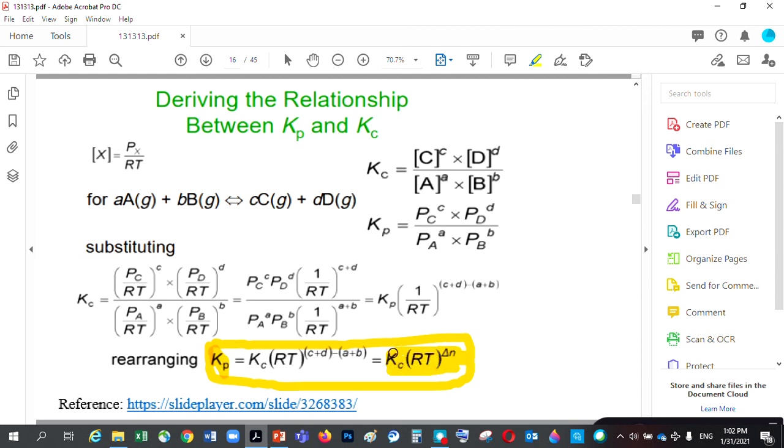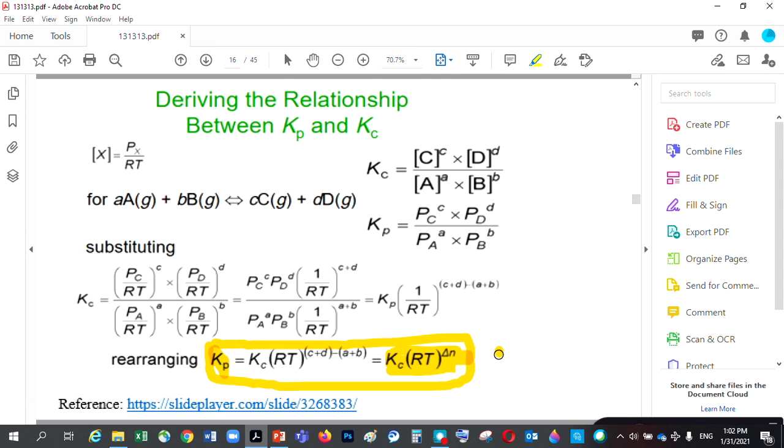What is delta n? Delta n is the sum of the products' number of moles, minus the sum of the reactants' number of moles, correct? And R is the gas constant, and T is the temperature in Kelvin, and Kc is the chemical equilibrium constant, correct? Using, of course, the molar concentration.